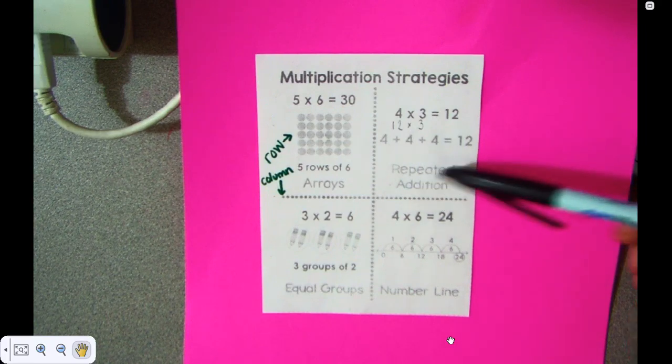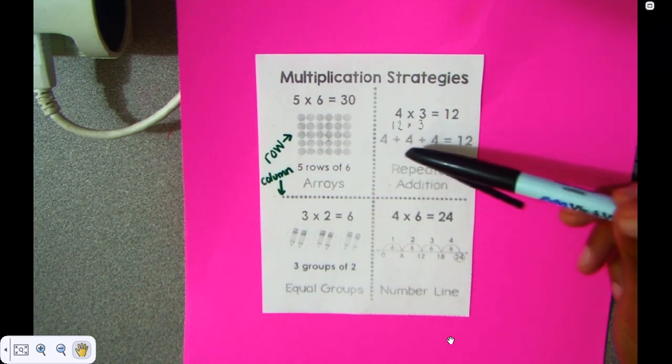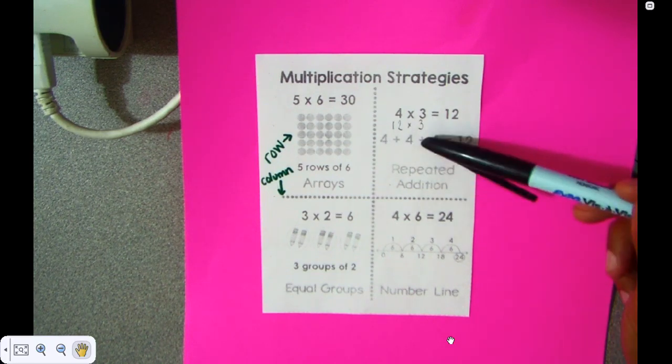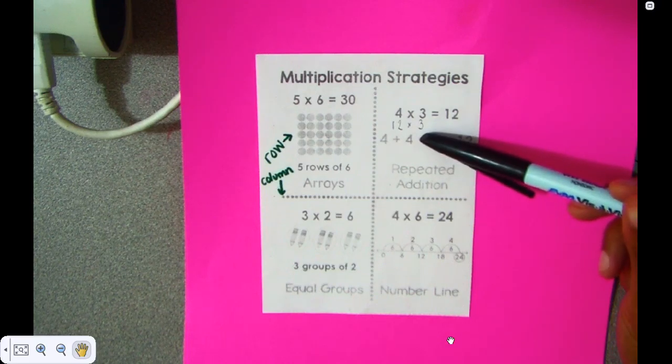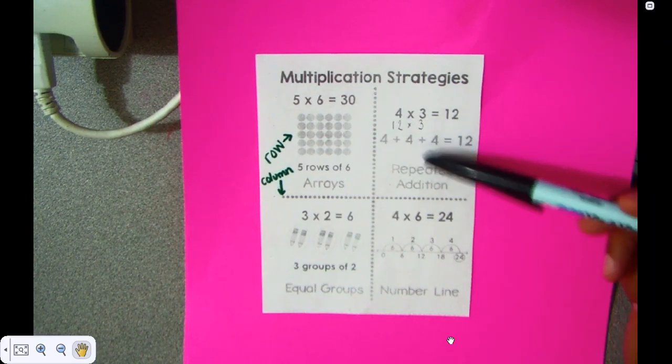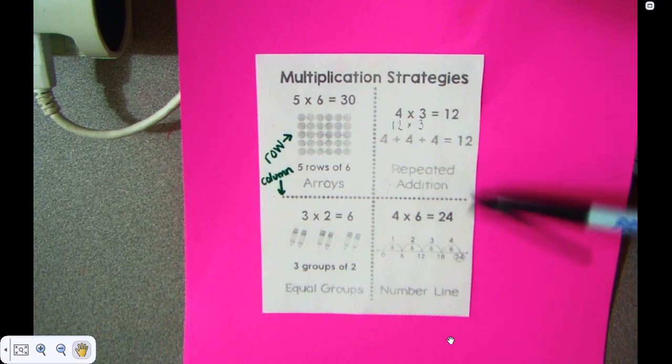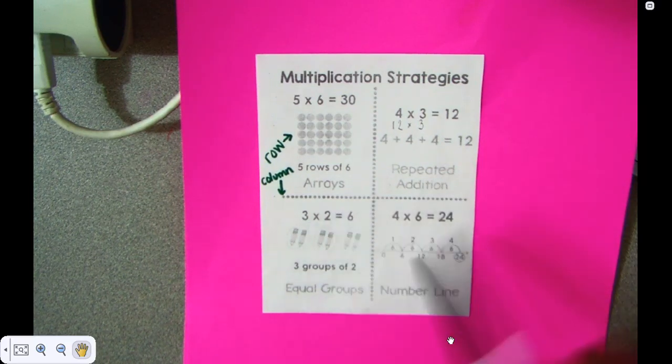We've also talked about repeated addition, using the factors, the two numbers that I'm multiplying together, and repeatedly adding one of those factors. And today we're going to talk about equal groups. Equal groups is pretty simple.